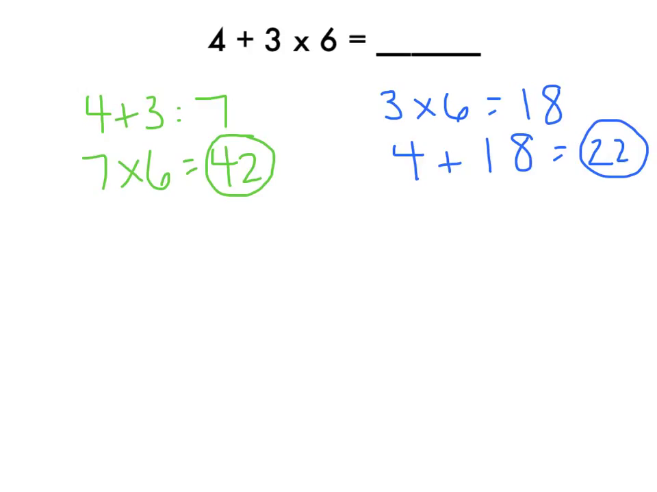Well, how do we know? This is why we have to have order of operations. Order of operations is a procedure or set of rules that mathematicians created to help solve problems that contain multiple operations. We're going to come back to this problem at the end of this video and talk about what the correct order would have been.